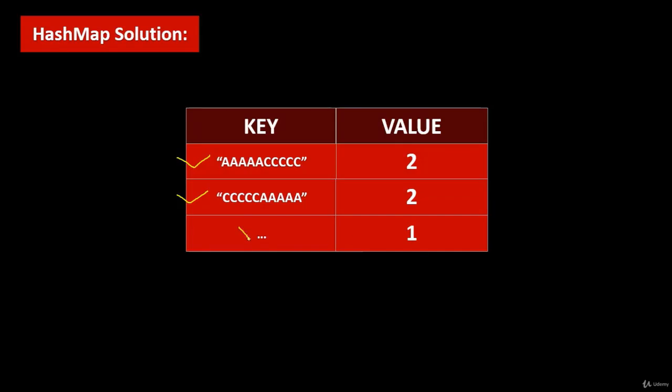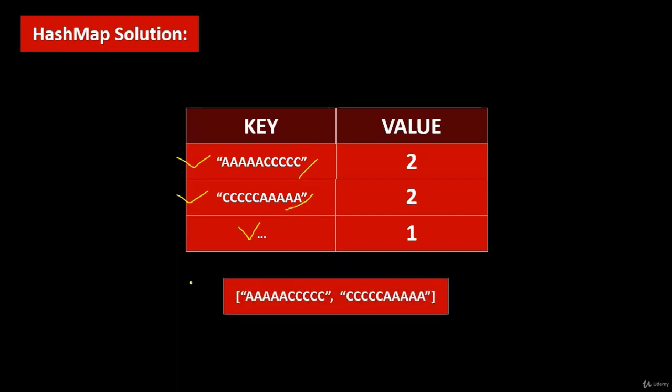We use the dots here to represent all the strings that appear once. Now we're going to check the value for each key. If the value is more than one for a substring in the hash map, then we add that substring to the list. So we have two substrings here, and we add these two substrings to the list. This is the list we will return, and this is how we can solve this problem.